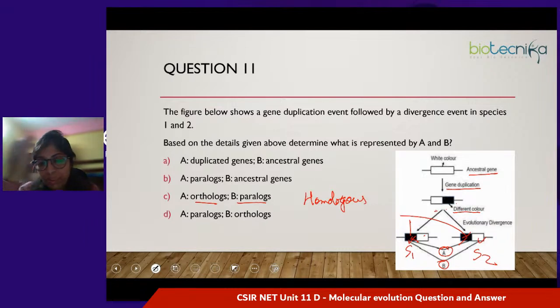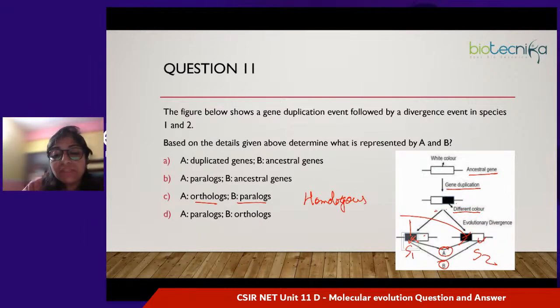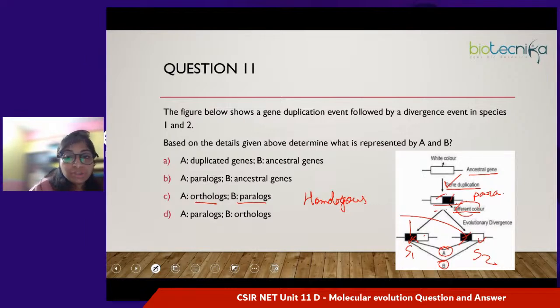Now what about B? B shows the black of species 1 and the white of species 2. First of all, look at the tree. How were this black and white formed? Because of gene duplication, which means these two are paralogs. Now because of speciation, they have moved on to different species.